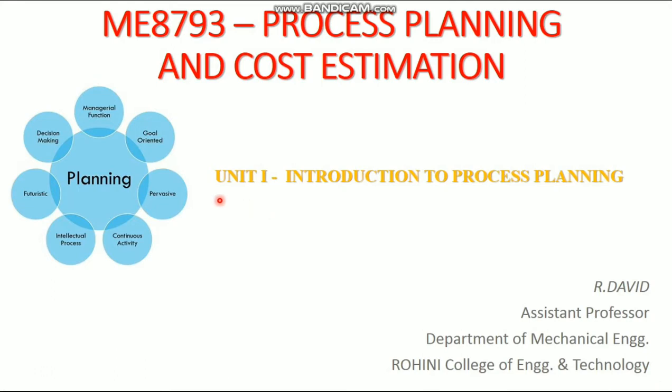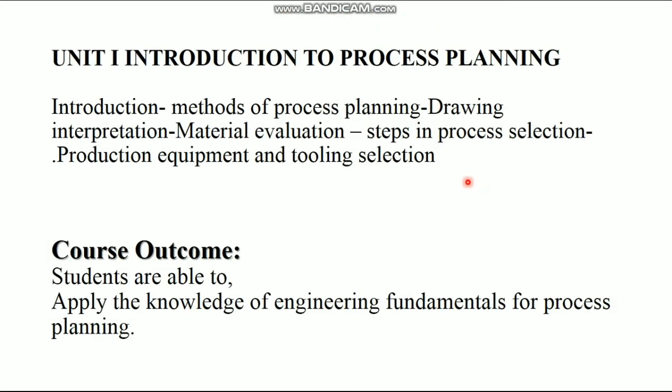In this video, I am going to teach a few topics from the first unit of the Process Planning and Cost Estimation subject. The first unit title is Introduction to Process Planning. So we can see the syllabus of the first unit: Introduction, Methods of Process Planning, Drawing Interpretation, Material Evaluation, Steps in Process Selection, Production Equipment and Tooling Selection.